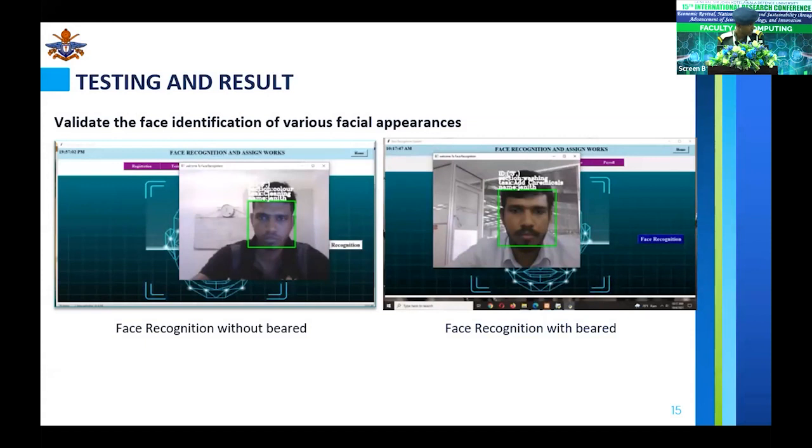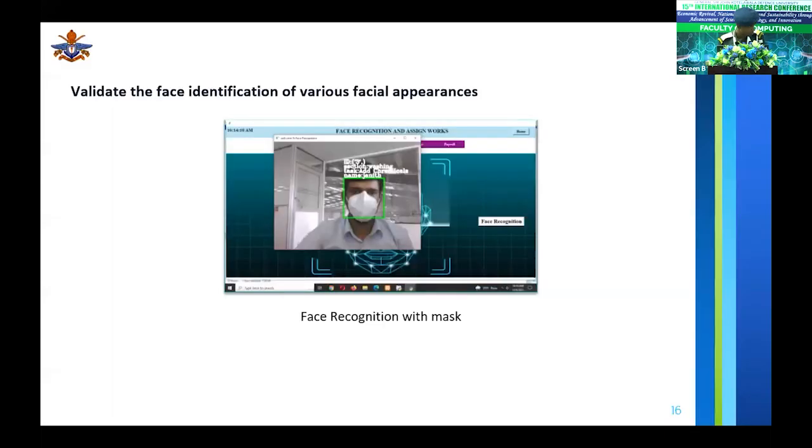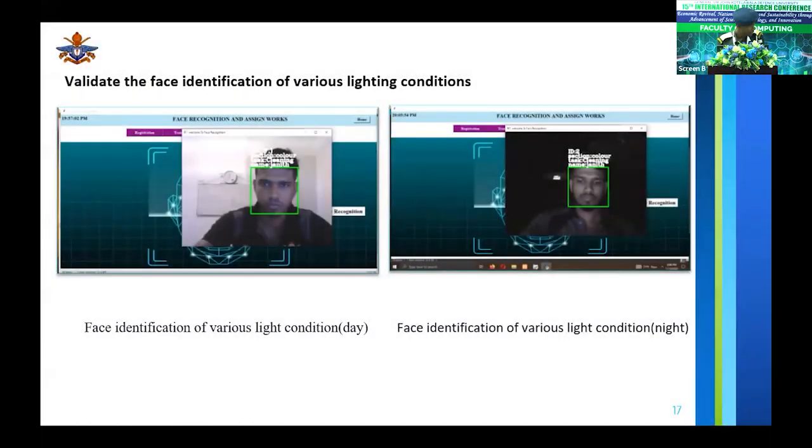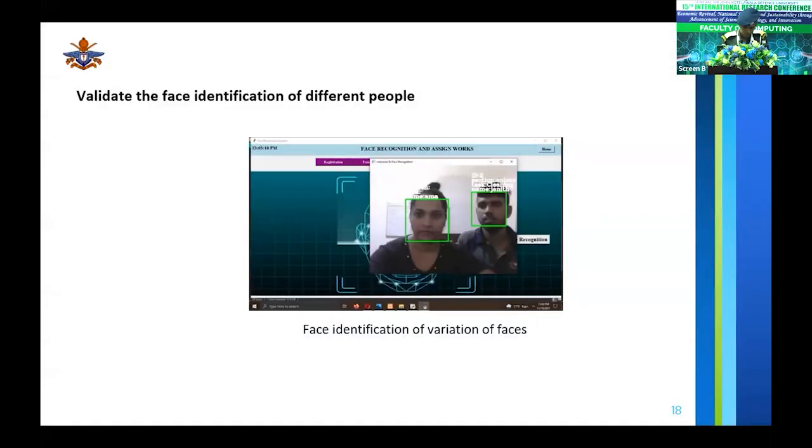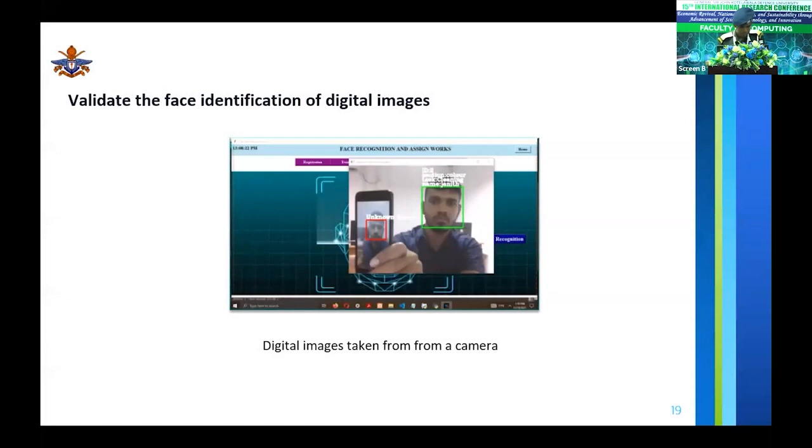I validated the face identification for various facial appearances: with beard, without beard, and with mask. Next, I validated face identification in various light conditions, in daytime and nighttime, and for different people. When two people come to the company at one time, the system can correctly identify both of them at the same time.